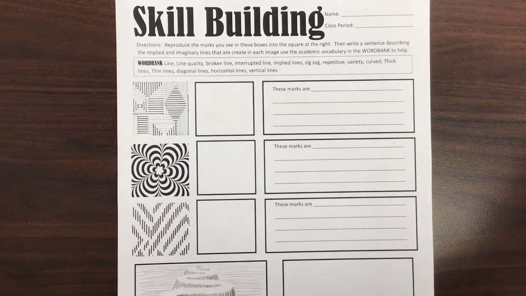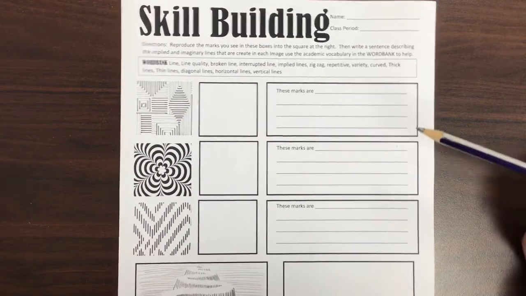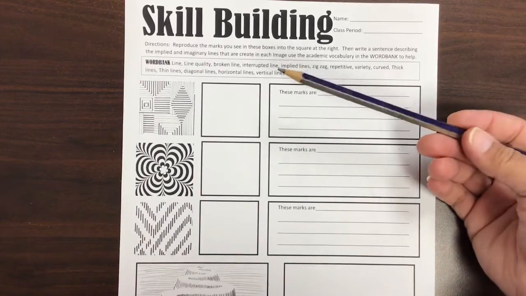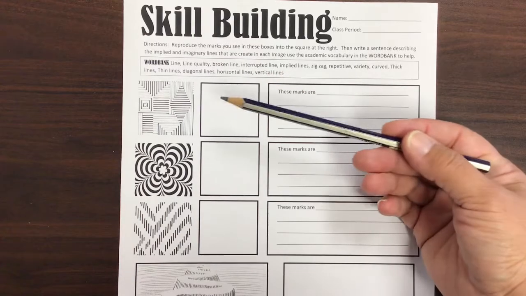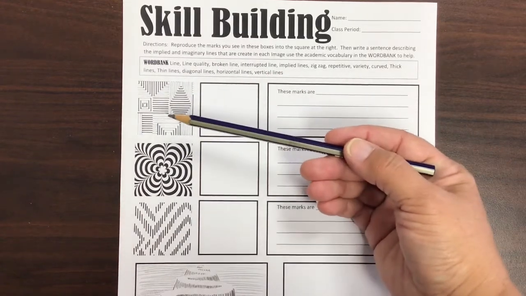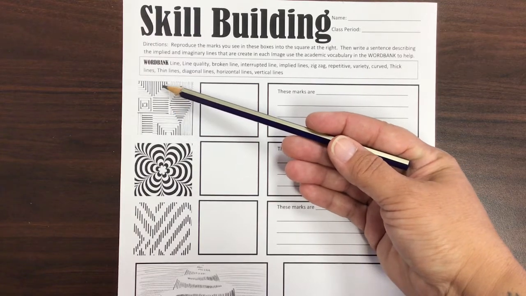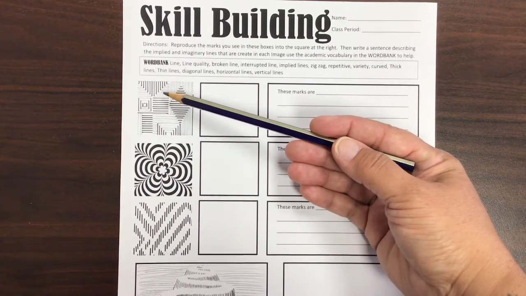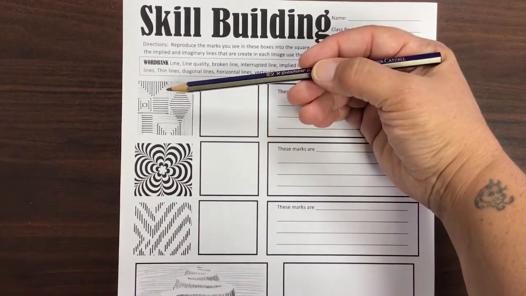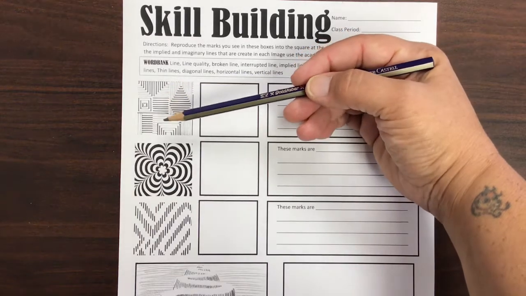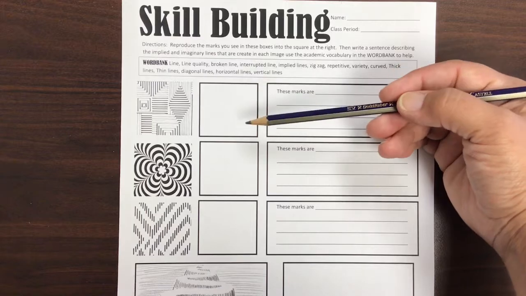So for today's skill building, you will be doing this skill building practice. I would like for you to reproduce these marks in the blank square. And so some of the things that I want to highlight is I want for you to realize that some of these lines are darker and some lines appear lighter. Some lines are also thicker and some lines appear thinner. So I want for you to try to replicate what you see in the box, in the empty box.